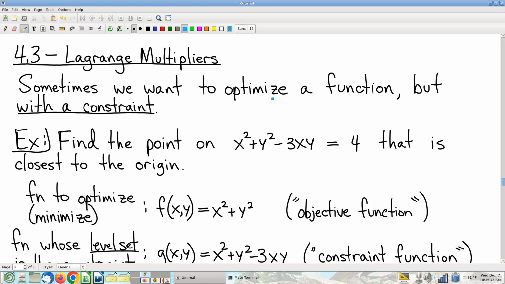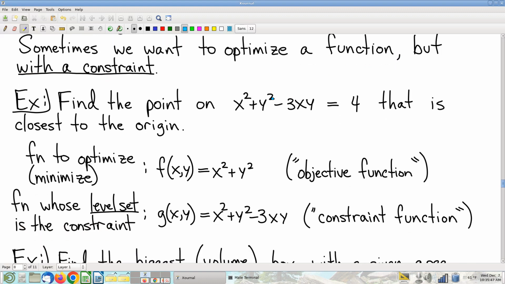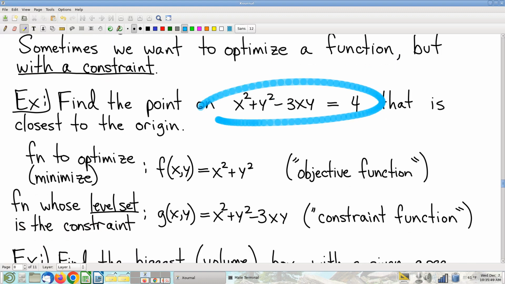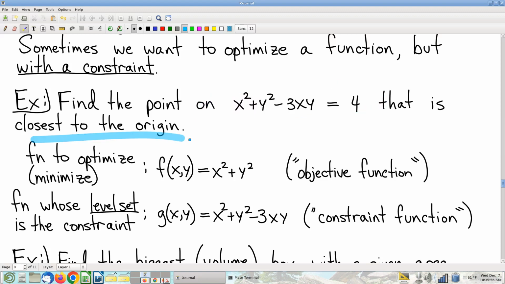So, for example, here's an easy example. Here is a curve in the plane. Right? And suppose you want to find the point on that curve that's the closest to the origin. This isn't phrased in a way that makes it obvious that it's an optimization problem. It doesn't say greatest and it doesn't say least. But you think about it, closest means you want to find the minimum value of distance.